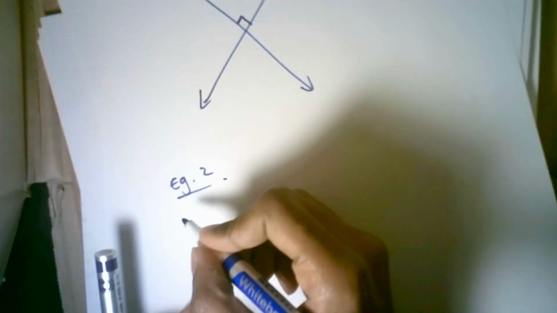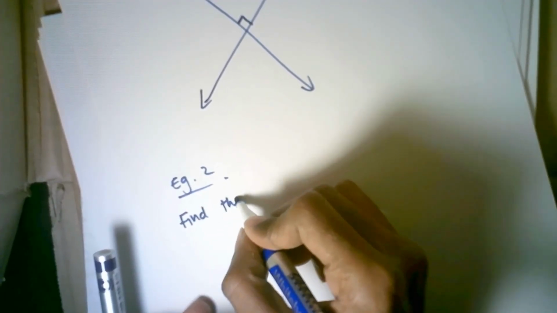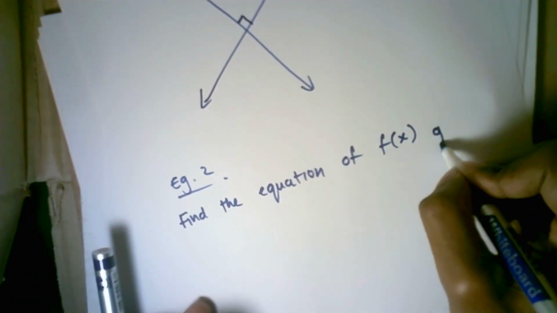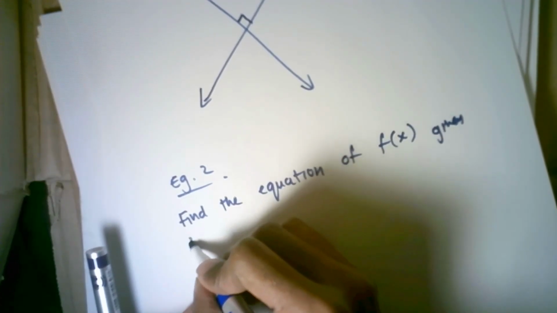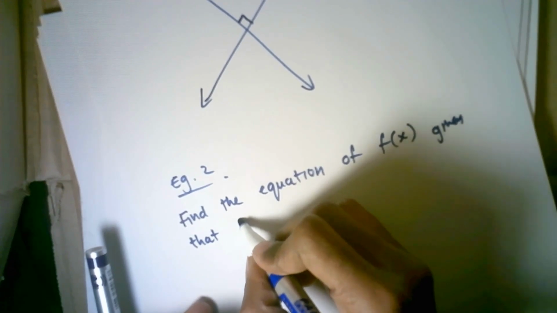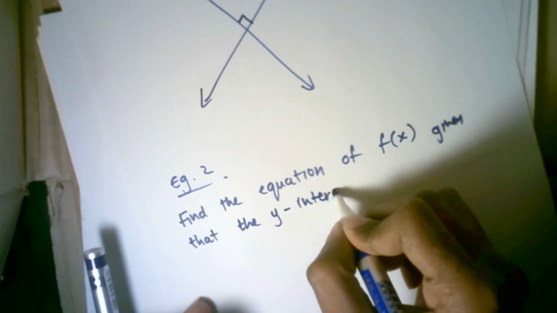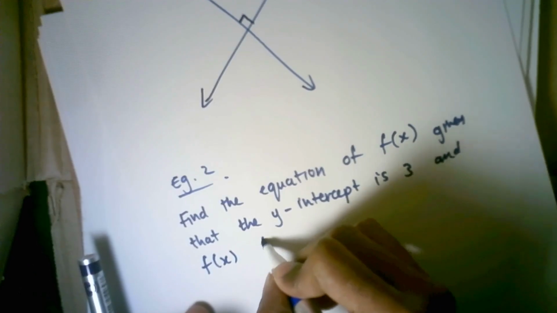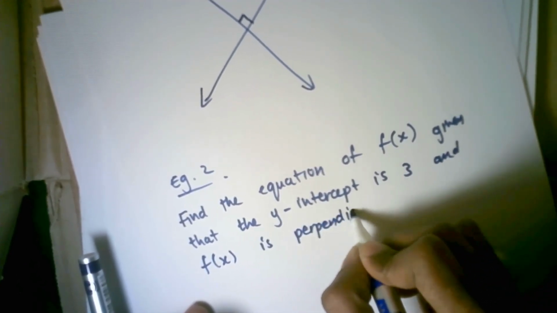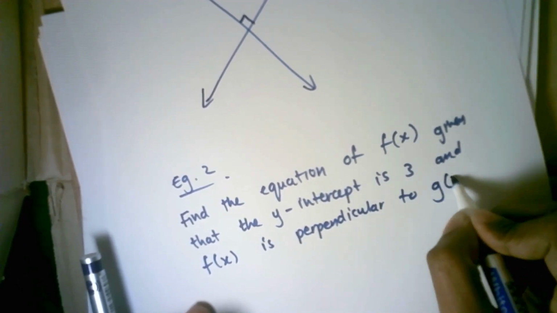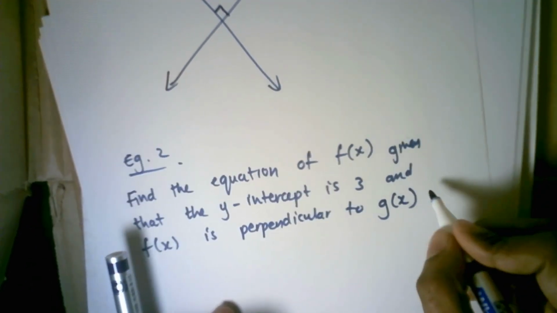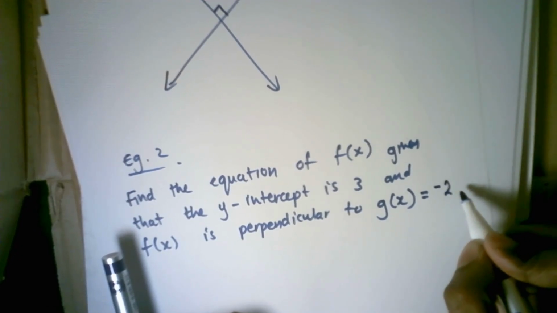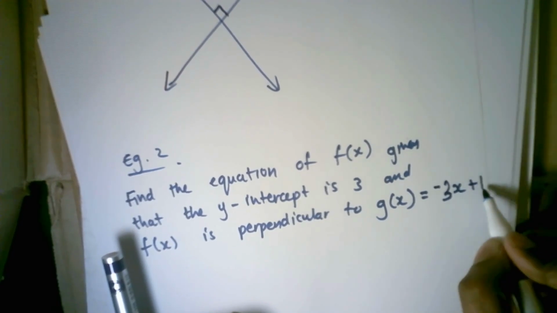So let's say that we have this example, right? Let's look at example 2. Find the equation of f of x, given that the y-intercept is 3 and f of x is perpendicular to g of x, which is equal to negative 3x plus 1.